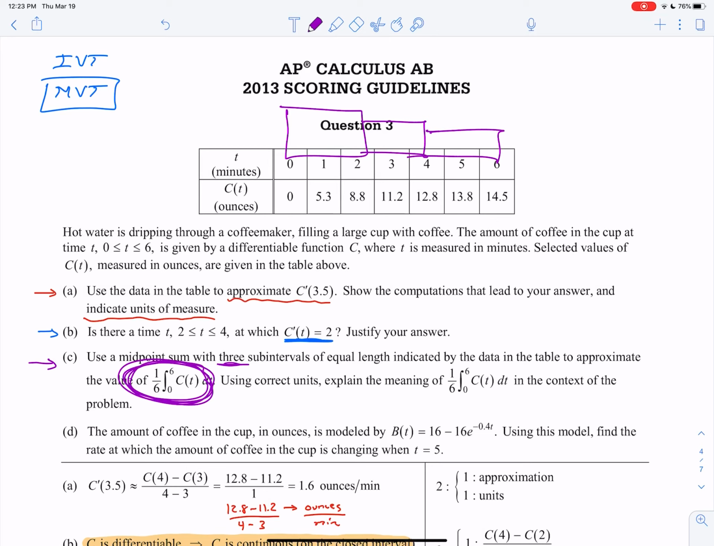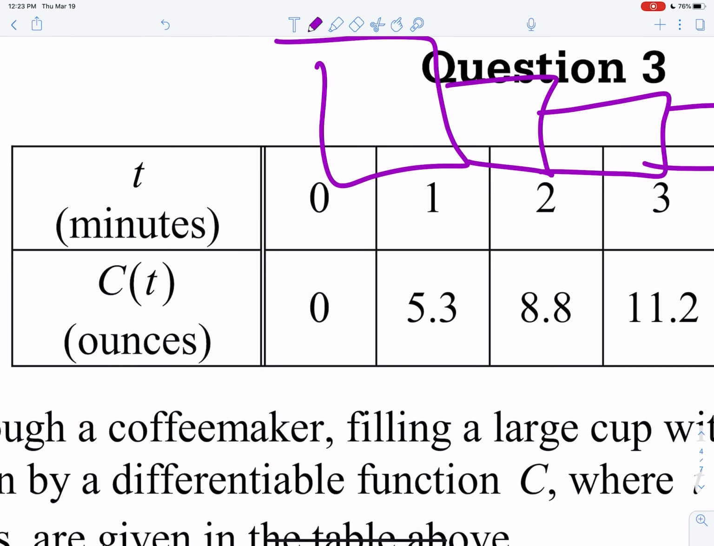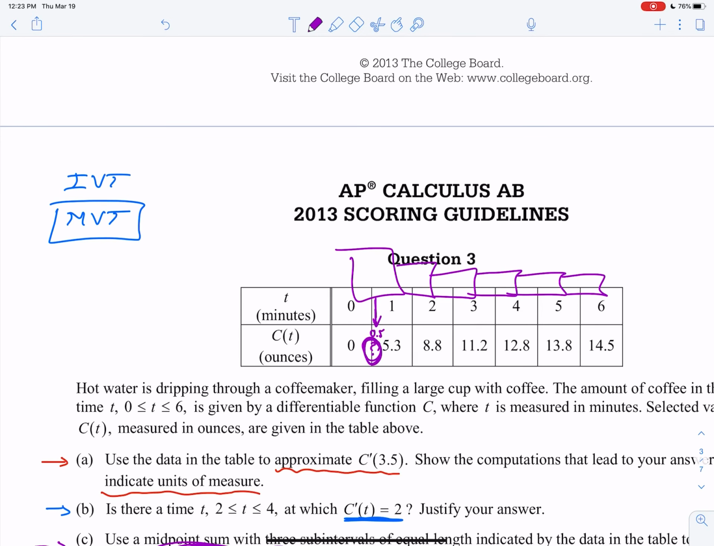Okay? That's the only way I can squeeze in 3 rectangles. Now, the other rationale is some people will try to draw 6 of them. But the thing is, if we look at 0 to 1, the midpoint will determine the height. The midpoint in this case is 0.5, but we don't know what C of t is at 0.5. Now, if we had the function, we would be able to figure that out, but we're limited in the amount of information that we have here.